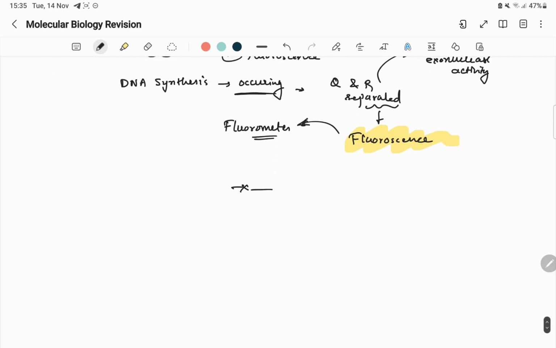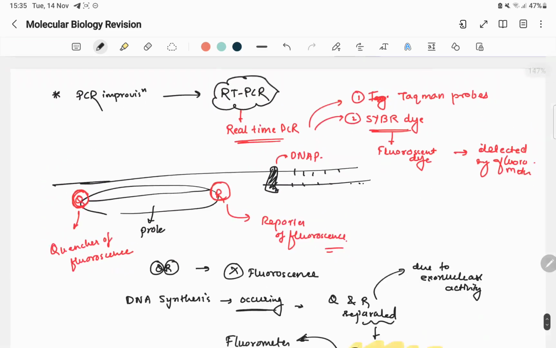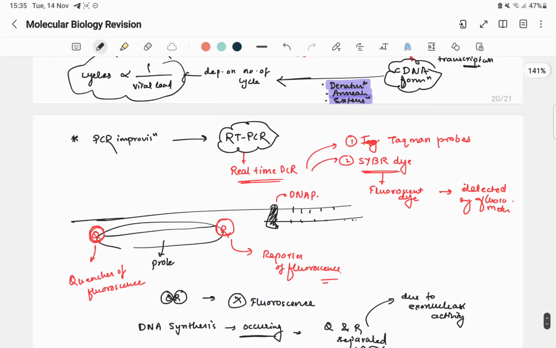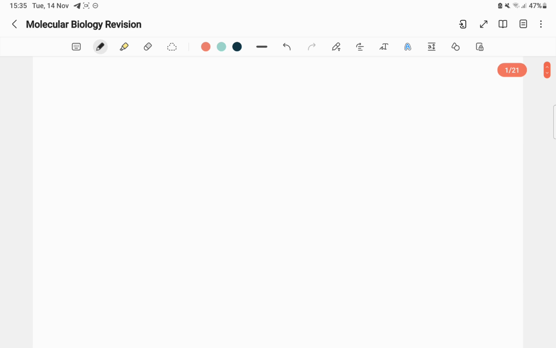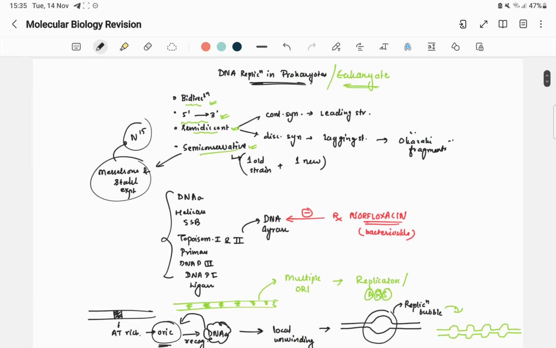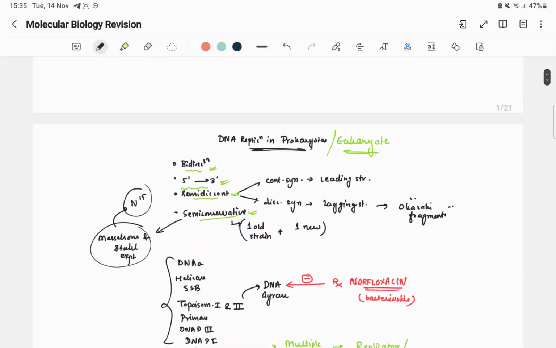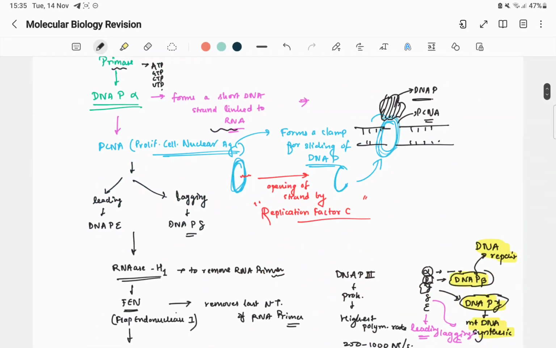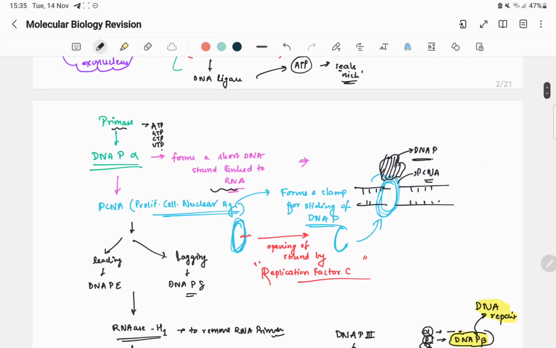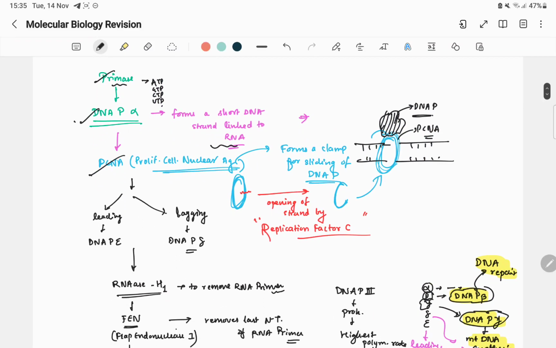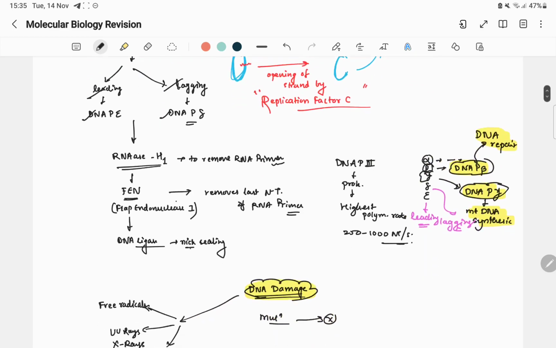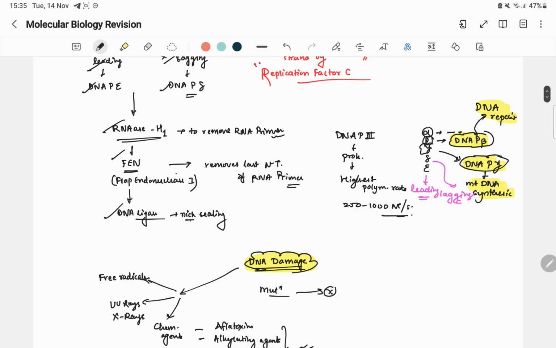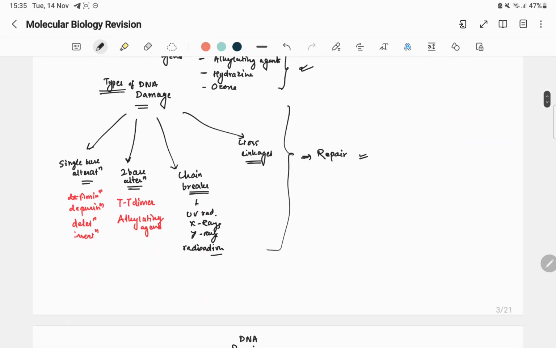So here we complete our RT-PCR. This was an improvisation, the real-time PCR. So that's all in molecular biology. We learnt a lot. Many things are there in molecular biology, about DNA replication, what are the changes in prokaryotes and eukaryotes, then what are the different primases, then polymerase alpha, PCNA, then leading strand DNA polymerase epsilon, lagging strand DNA polymerase delta, RNase H1, FEN, DNA ligase. All these proteins are used. You should be able to remember this.